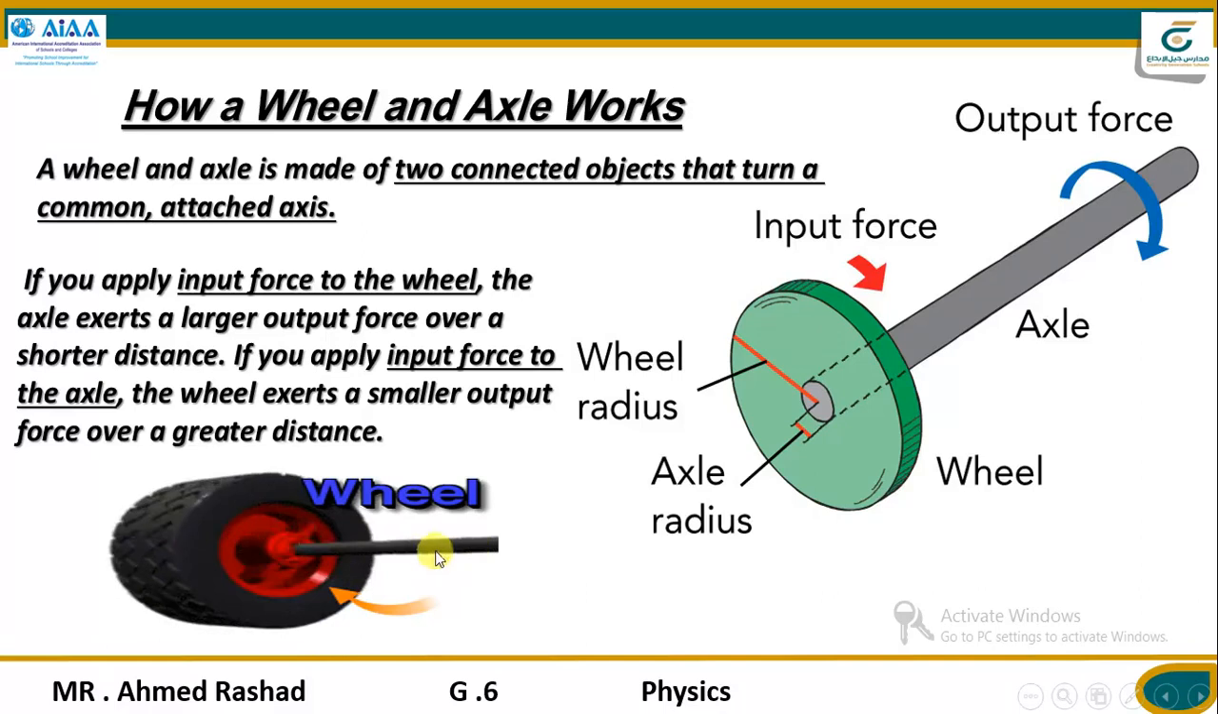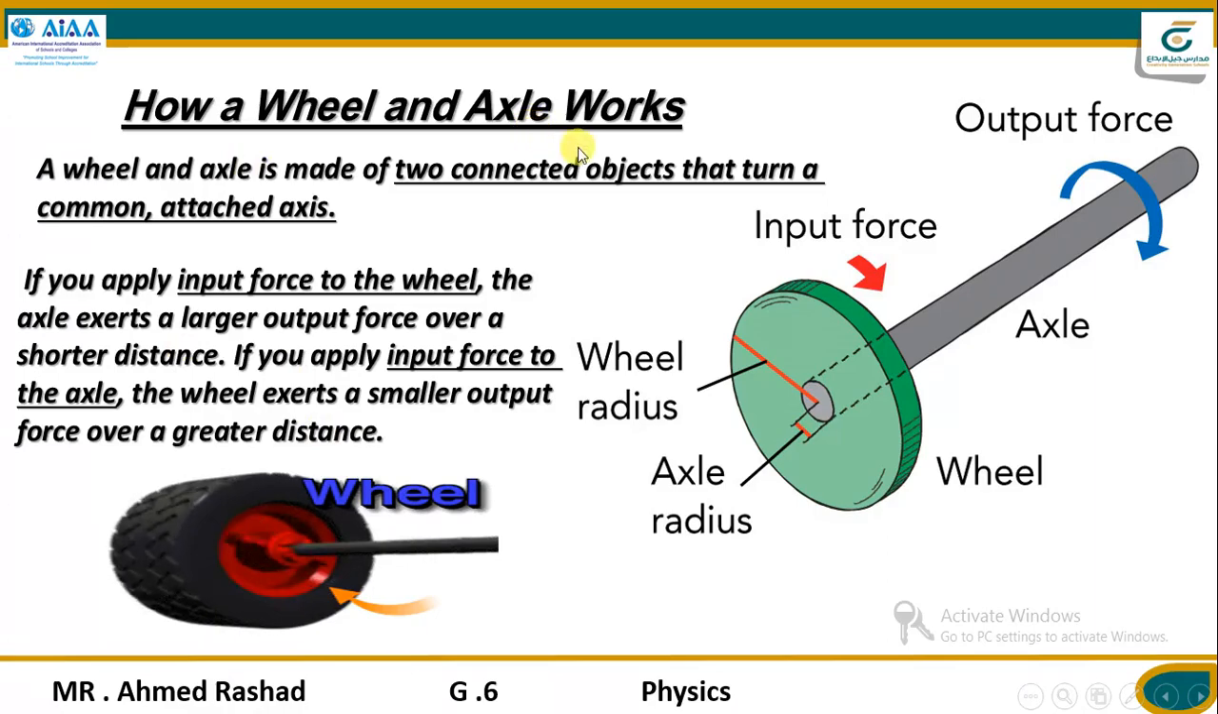So when I apply input force to the wheel, we can find a large output force over a short distance. But the difference is when I put the input force in the axle, we find a greater distance and a smaller output force. We can imagine the difference between these two states of how the wheel and axle work.